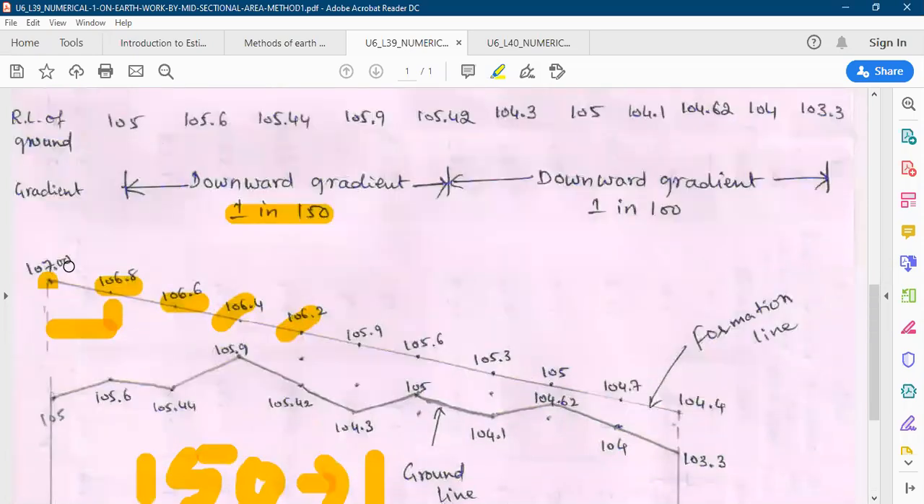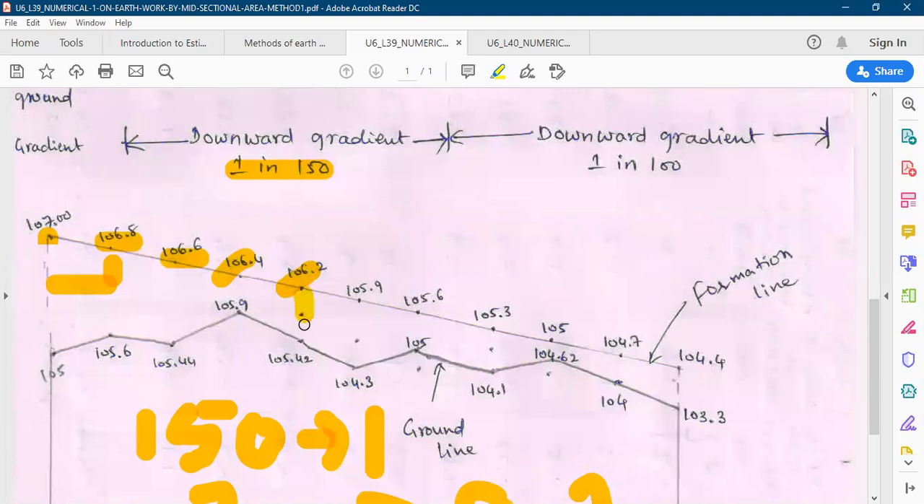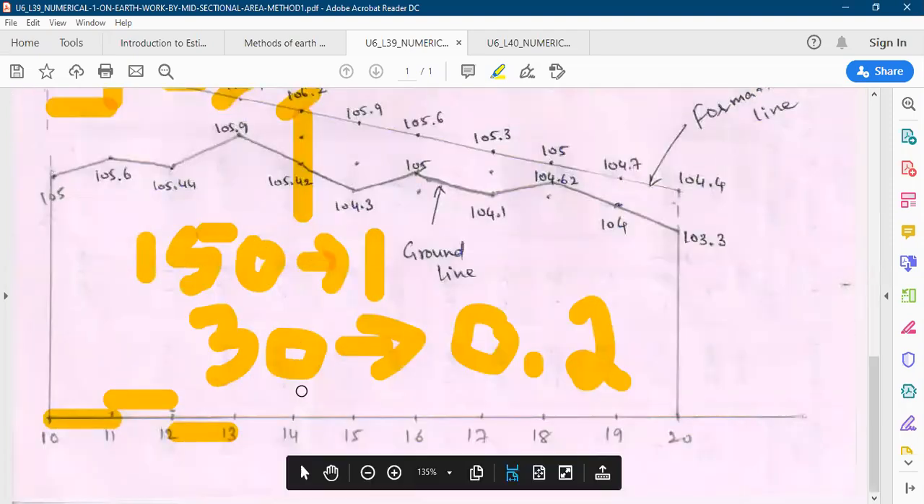First is 107.00, second one is 107.00 minus 0.2, so that is 106.8. Similarly, third one is 106.8 minus 0.2, so it is 106.6. Similarly, 106.6 minus 0.2 is 106.4. Similarly, 106.4 minus 0.2 is 106.2. So up to this 14th chainage, the formation level is decreasing as 0.2 for every 30 meter.